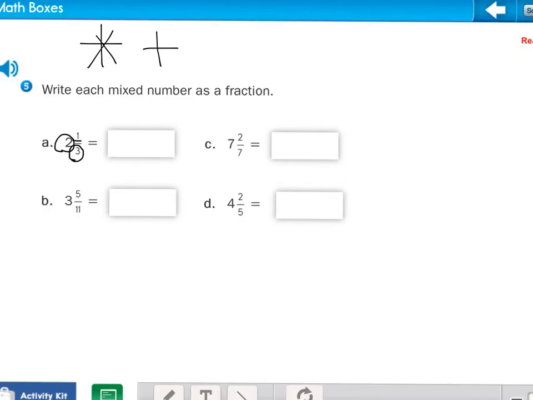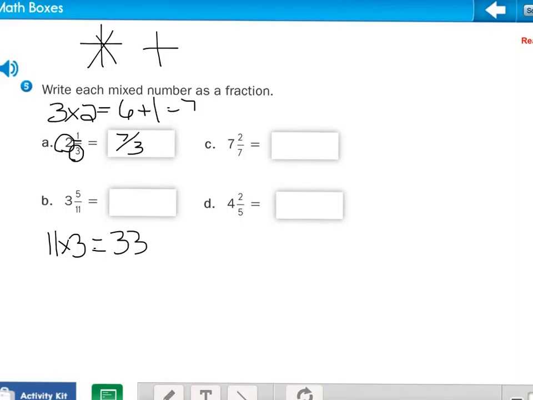So for this one, and you might want to write this, we're doing 3 times 2 is 6 plus 1 is 7. 7's my numerator. Again, that denominator stays the same, so 7/3. You're not going to reduce that. They wanted it as an improper fraction, okay? For B, we're going down here. 11 times 3 is 33, plus 5 is 38. Again, my denominator is going to stay the same, so 38 over 11.